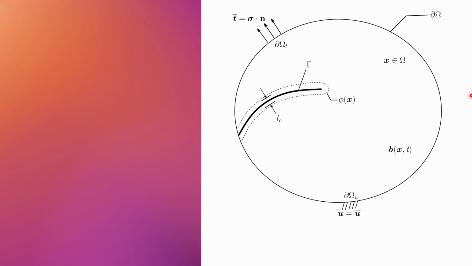So just to recap, we had a domain omega where we had a crack. This crack was regularized by a phase field contour, which was again regulated by this parameter lc, which was called the length scale parameter, correct? Phase field is a field variable that is represented by phi of x, and capital gamma is the surface area, or the crack surface area. This body is subjected to external tractions and displacement conditions, and there is a body force.